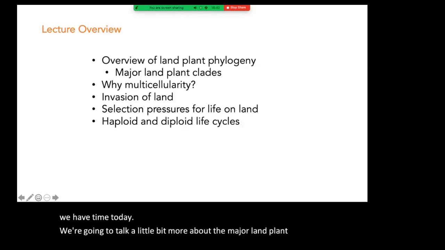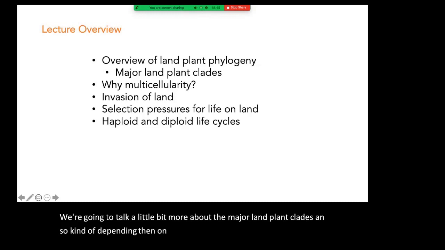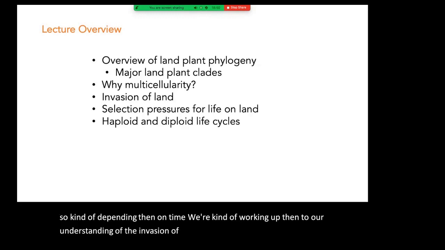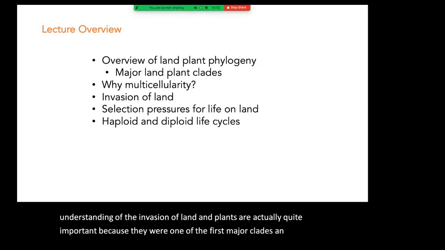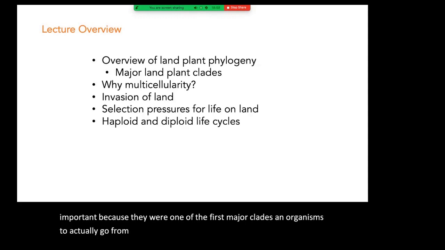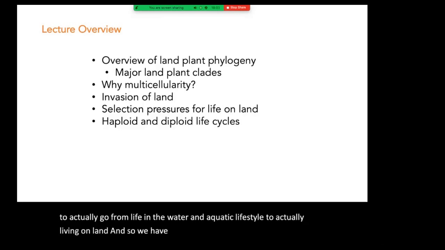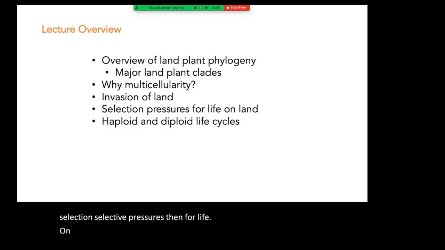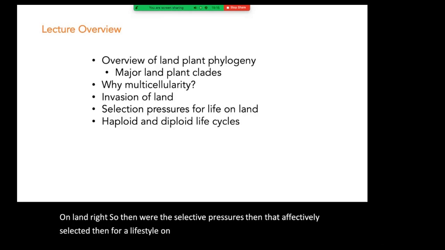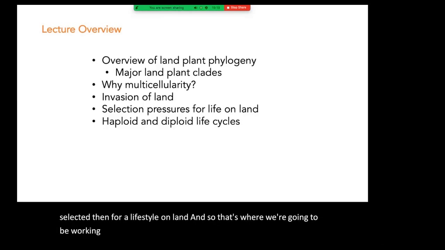And so depending on time, we're working up to our understanding of the invasion of land. And plants are actually quite important because they were one of the first major clades of organisms to go from life in the water, an aquatic lifestyle, to actually living on land. And so we have to understand the really unique selective pressures for life on land, right? So what were the selective pressures that effectively selected for a lifestyle on land, okay? And so that's what we're going to be working up towards today.